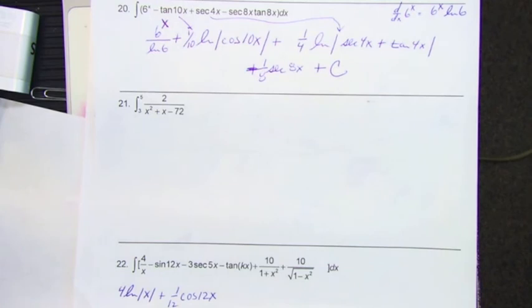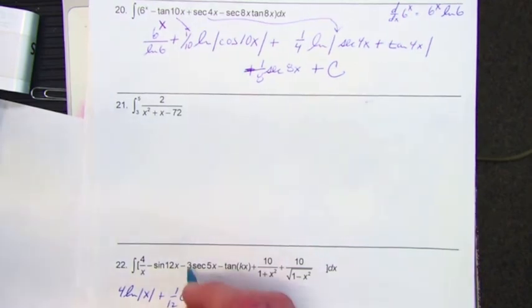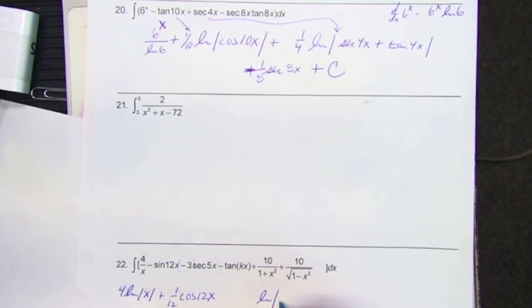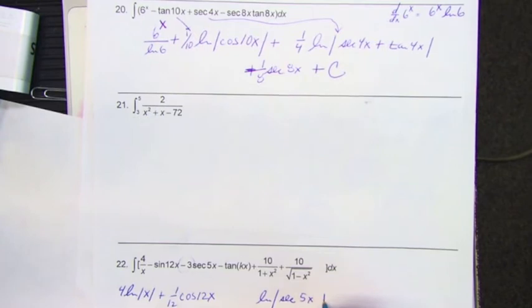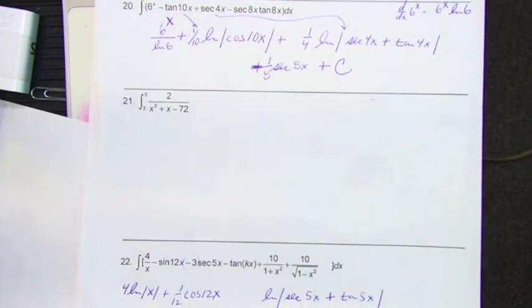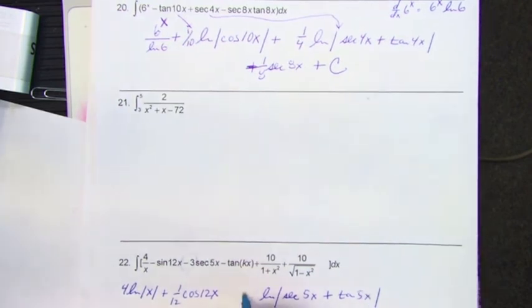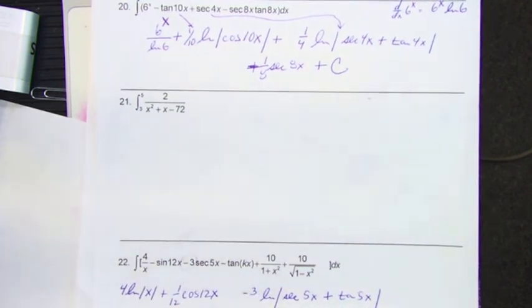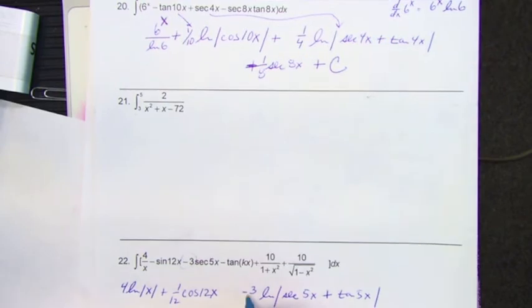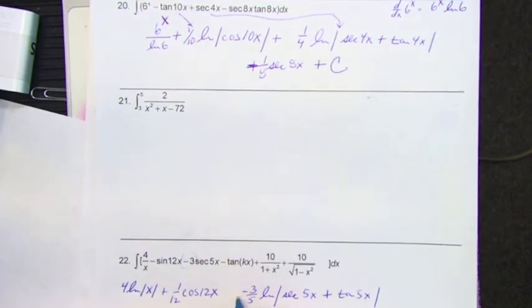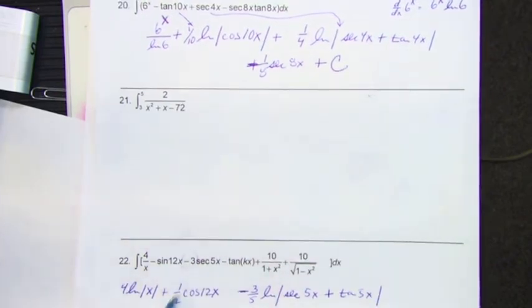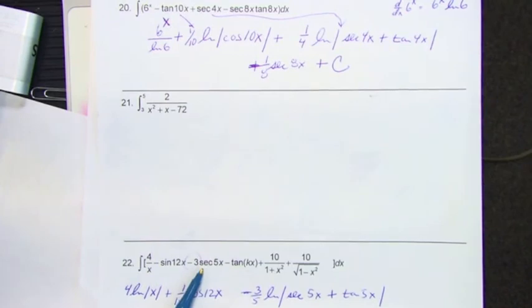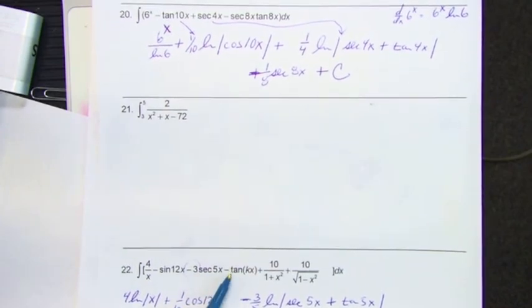Okay, based on what we did up top for the secant, I'm going to ignore the 3 till the end. We'd have a natural log of what? Secant of what? 5x plus what? Tangent of 5x. Okay, now what's out front? I already had a negative 3, but there's one other thing that joins it. What is it? The 5. Okay? And why is it a negative? Because it already was what? Negative.